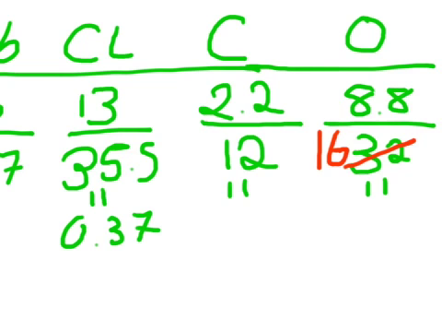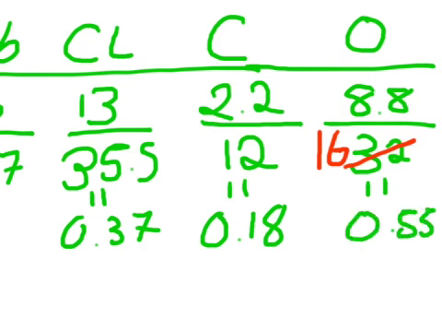So here 2.2 divided by 12 is 0.18, and 8.8 divided by 16 is 0.55. Okay, so I'm going to start a new slide in a minute, taking these numbers across, just so then we can see what the ratio will be.